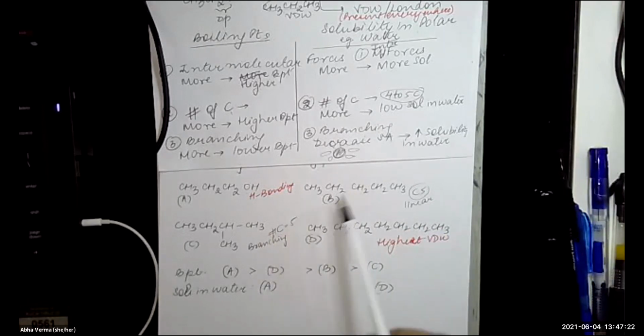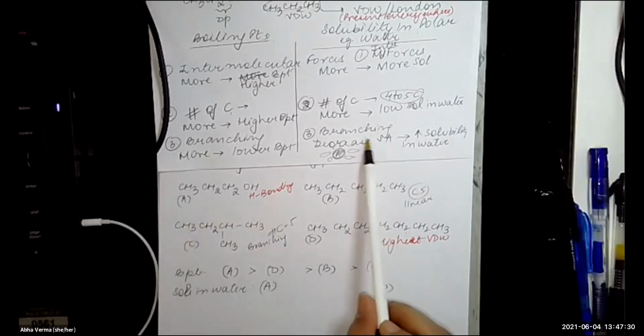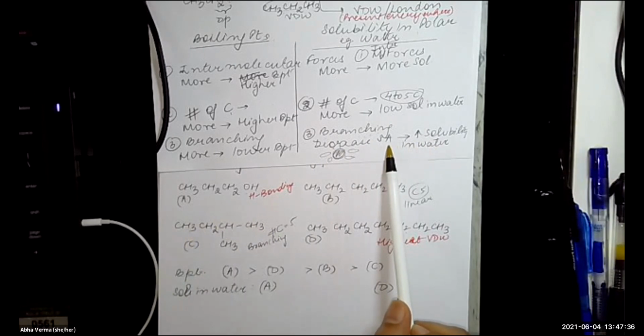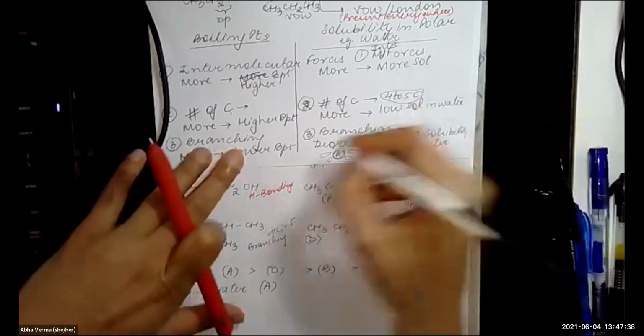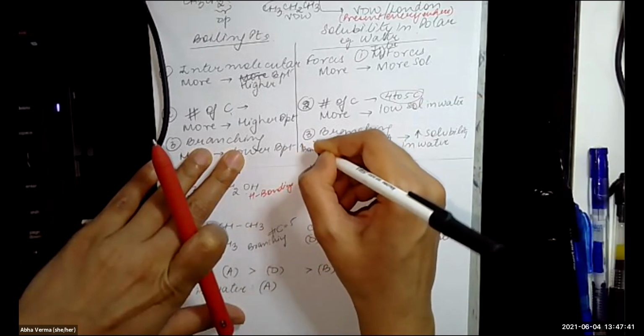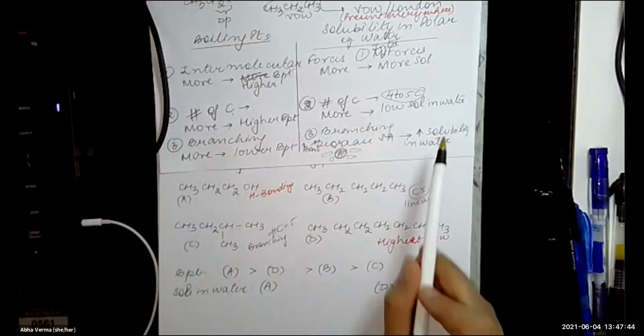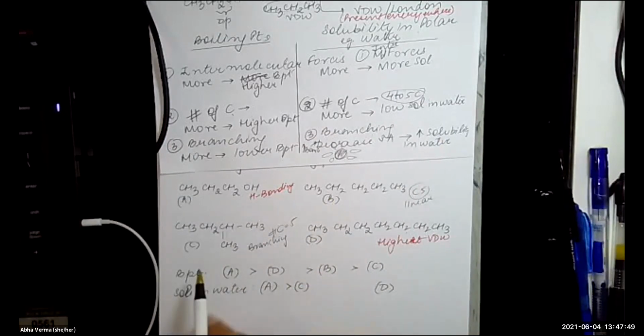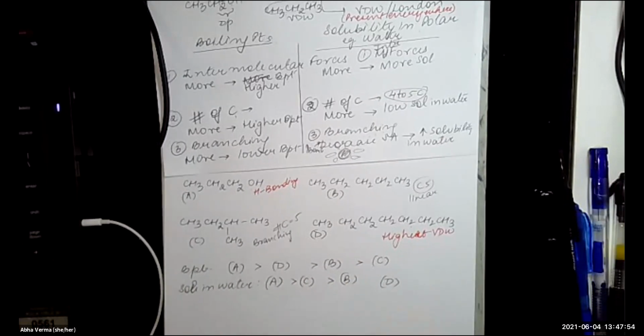Then I compare these two, which are less in number. And so I see that branching increases solubility. So a decrease in surface area, or an increase in branching, increases the solubility in water. So out of B and C, C will have more solubility in water, followed by B. Same molecules, same molecular forces, but how it affects is different.